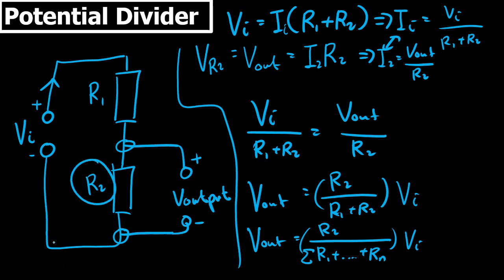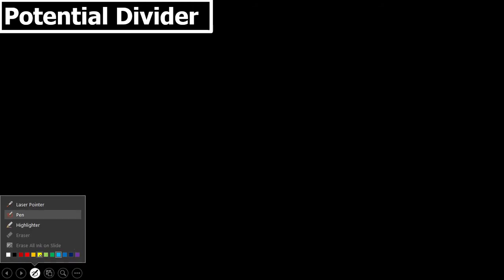But this is a bit annoying because you have to change R2 every time you want to change the brightness of the light bulb. So what do you do? Well, what you can do is modify this circuit. So let me just change colors. Modify this circuit. So here's plus, here's minus.